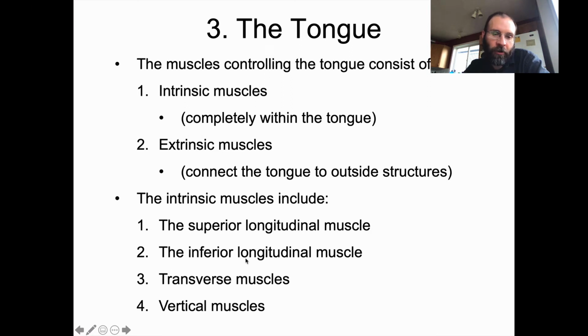The first 2 are called longitudinal muscles. So we're borrowing some of the language of anatomy here, which again is largely derived from Latin. Longitudinal just means that these muscles run lengthwise down the length of the tongue. Superior just means that it's on the top of the tongue, and inferior means it's on the bottom of the tongue. The transverse muscles run crosswise through the tongue, and the vertical muscles are within the tongue itself, and they contract and flatten the whole thing out.